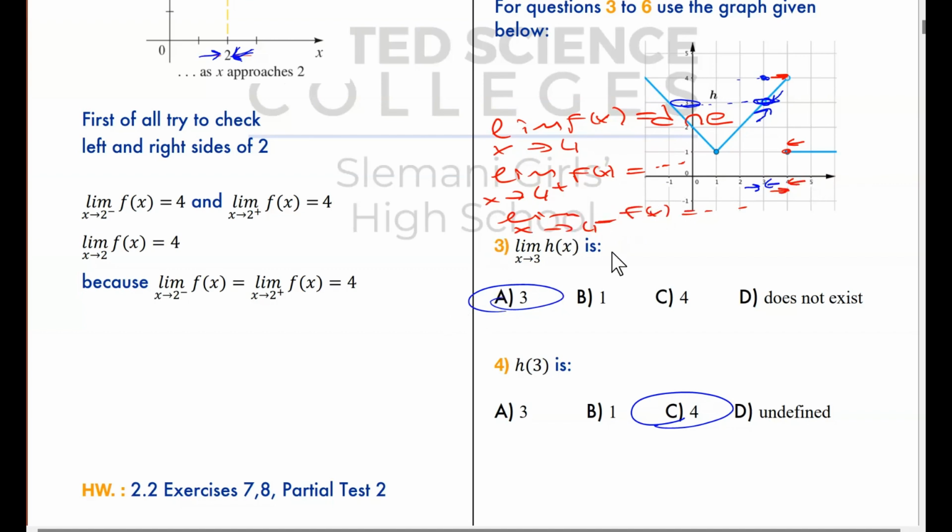So it was asking about the limit from the right. As I'm approaching 4 from the right, my function is heading towards that point whose y value is 1. So from the right, it's 1. From the left, it was 4. Let's answer the question. The answer to this question is 1.